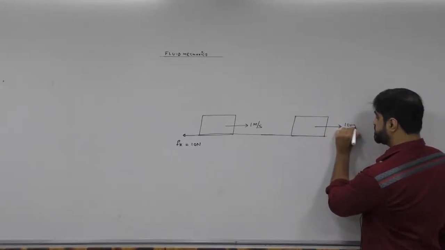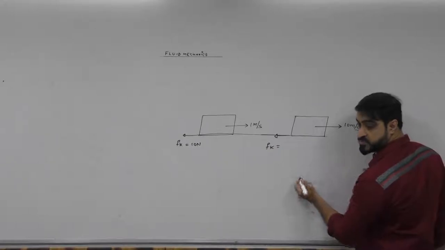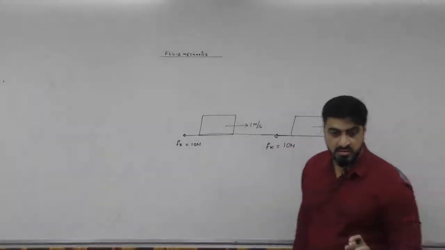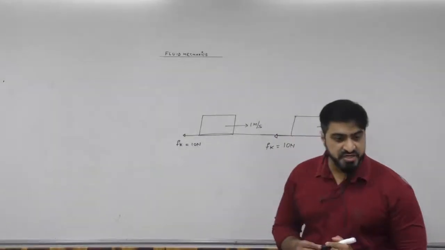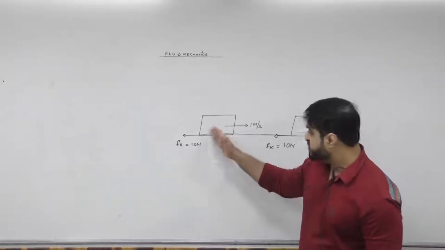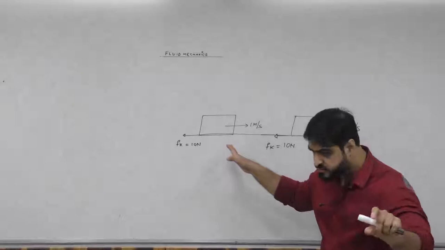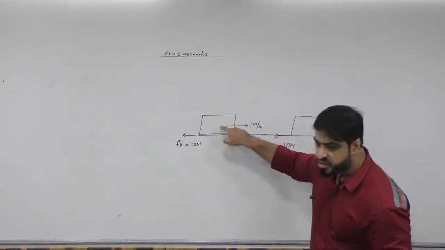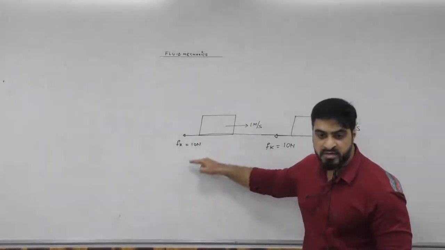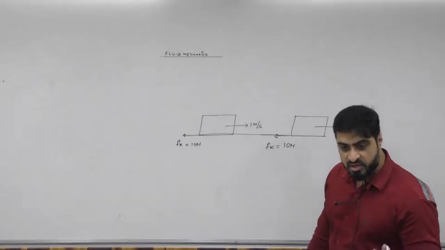Now this body attains 10 meter per second. How much is the kinetic friction? 10 only. Kinetic friction doesn't change with relative motion over here. Matlab if you increase the relative motion or decrease the relative motion, static condition is different. But once the motion is there, whether you're going 1, 2, 3, 4 or 10, the kinetic friction is going to remain 10 only. But it doesn't happen in liquids this way. Are you understanding?